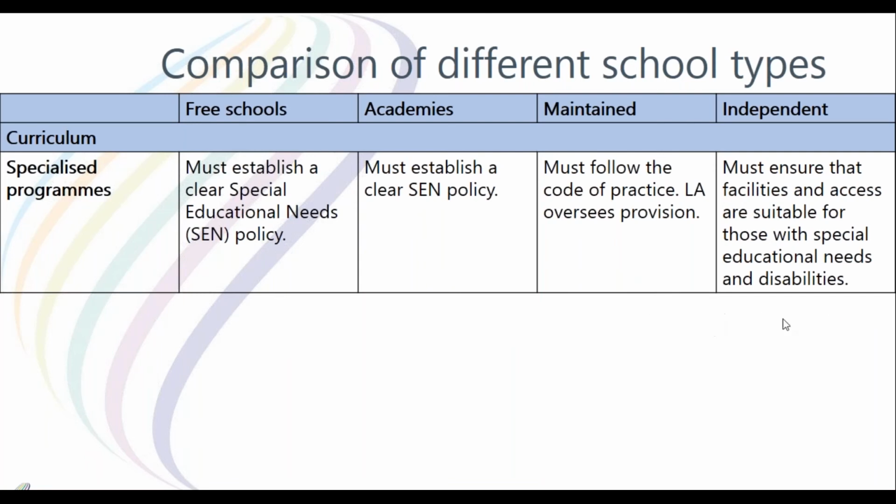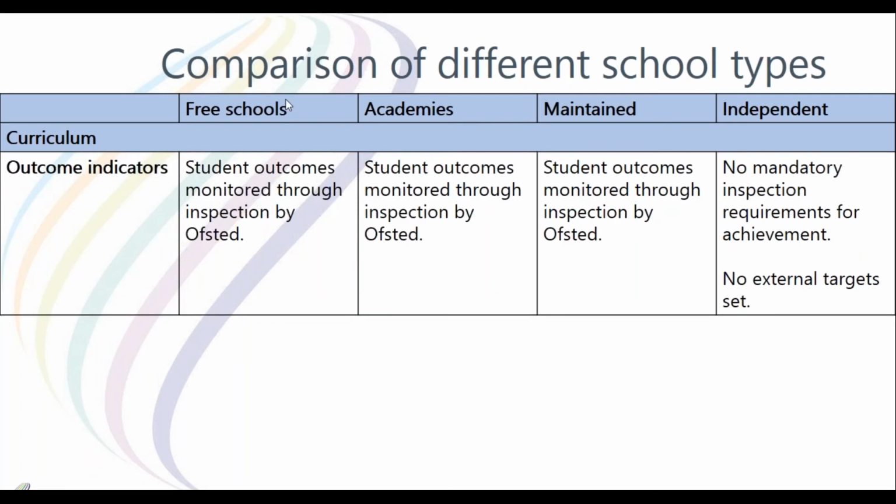Still on curriculum, specialised programmes, free schools and academies must establish a clear special educational needs policy, and for maintained schools, it's a case of following the code of practice, and the LA will always oversee the provision. Outcome indicators: student outcomes are monitored through inspection by Ofsted, and that's consistent across free schools, academies, and maintained schools. Obviously, independent schools will sit outside that.